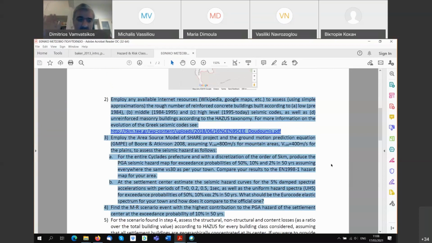I would like to ask something, but it is more general. Can we visualize the seismic source model, the area source model of the SER project? Yes, you can actually see the sources. Yes, that's doable, on a GIS. You can load it up on a GIS and you can see the area source model.